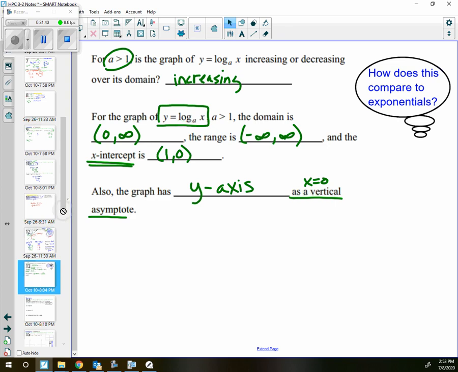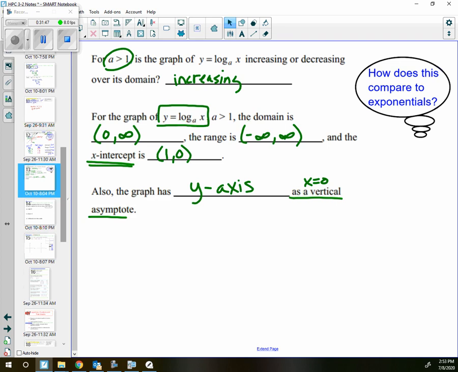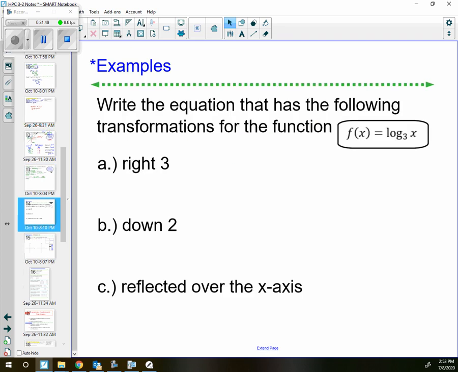All right, so I want you to think about transformations now for logs. It works the same way as it does for exponentials. So anything in terms of transformation and moving around will be true. So I want to do the same thing as what we did before. If this is our parent graph, how would you make the graph go right 3? Remember, left and right is horizontal.